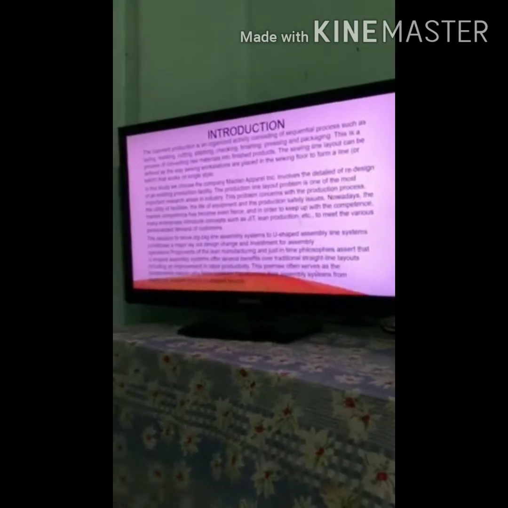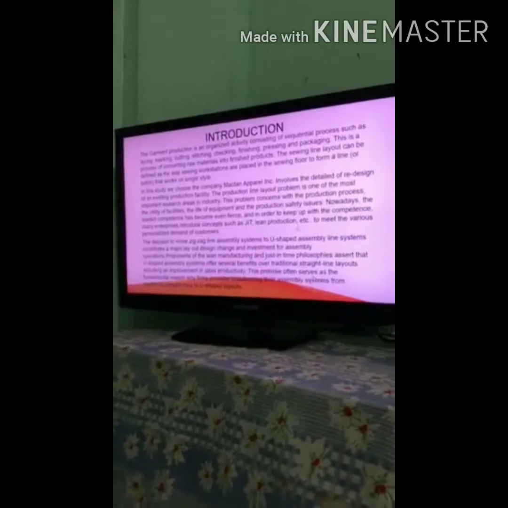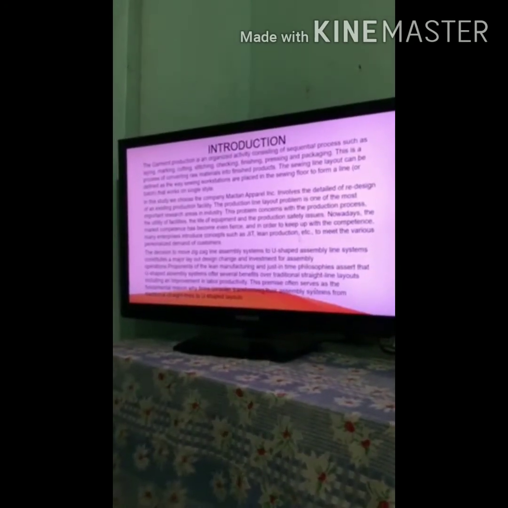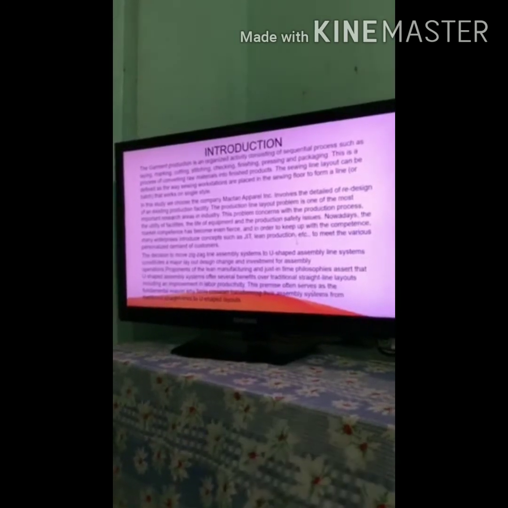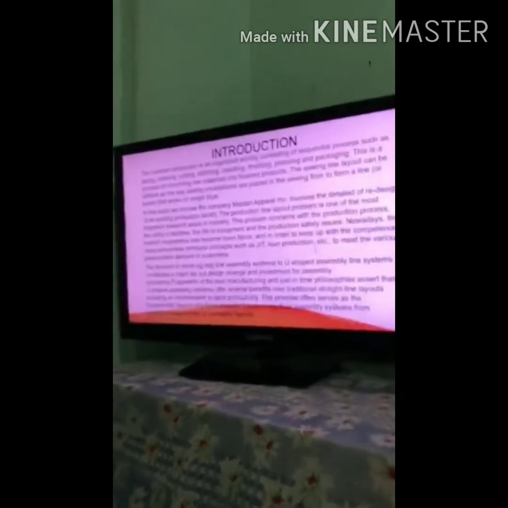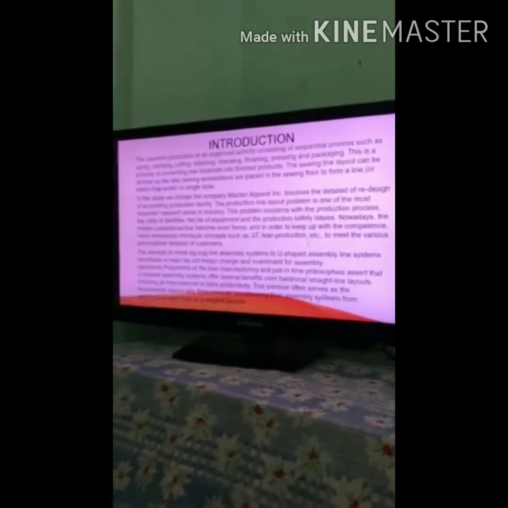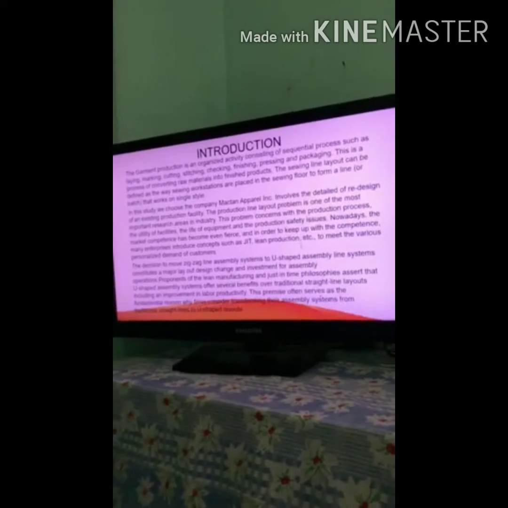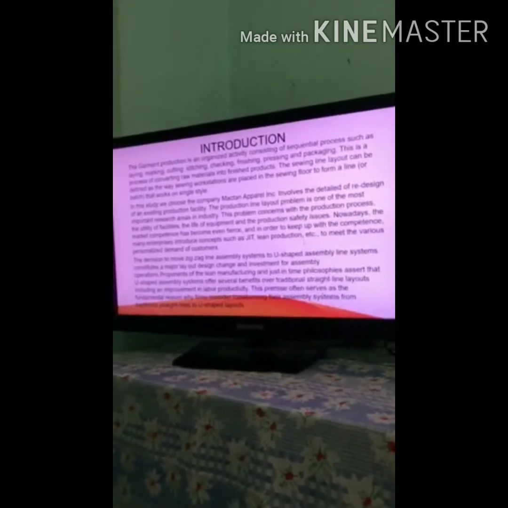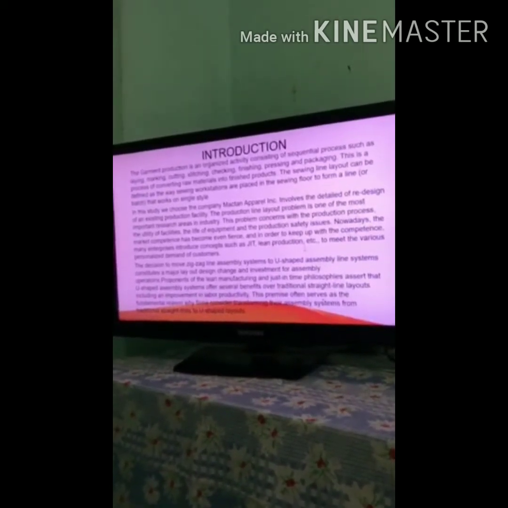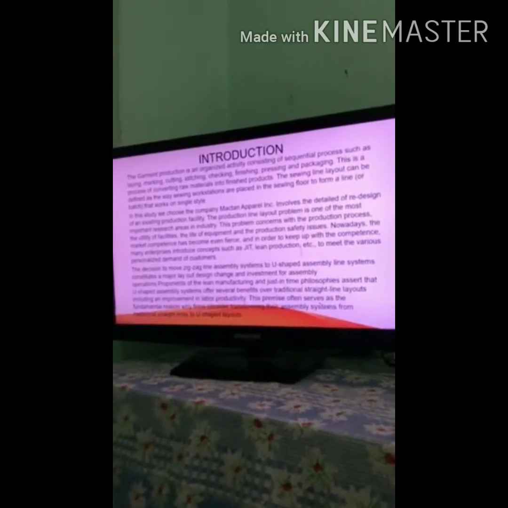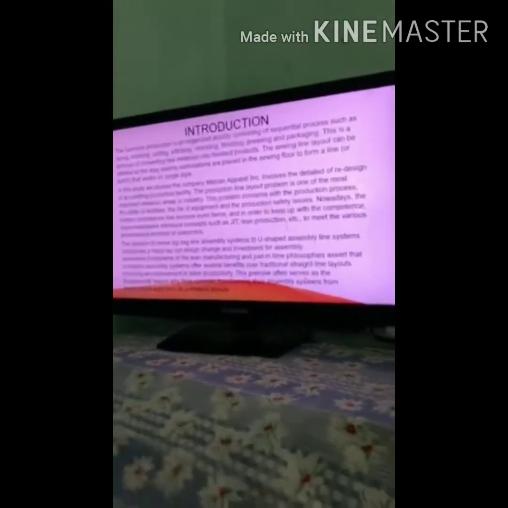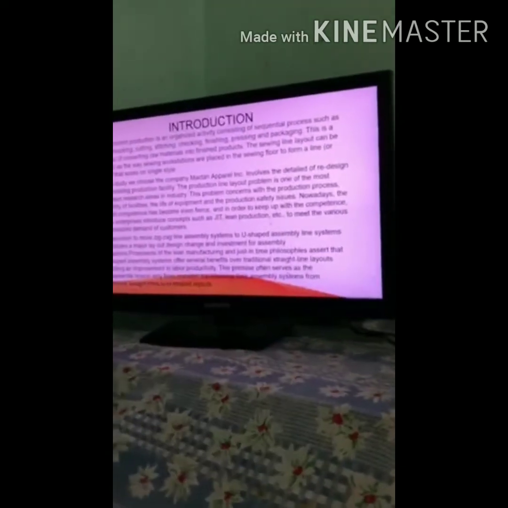So, introduction. Garment production is an organized activity consisting of sequential processes such as laying, marking, cutting, stitching, checking, finishing, pressing, and packaging. This is a process of converting raw materials into finished products. The sewing line layout can be defined as the way sewing workstations are placed on the sewing floor to form a line or batch that works on a single style.